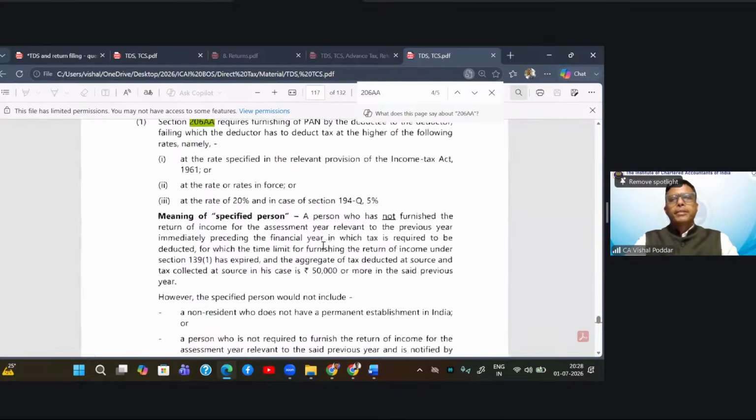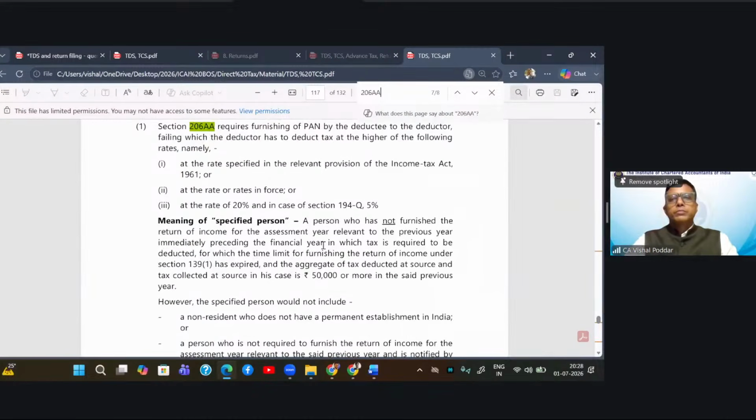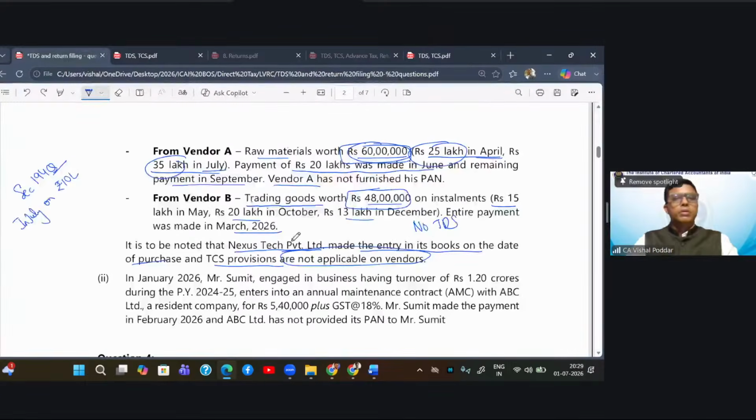See, so 20% in other cases, and for 194Q, it is 5%. So whenever PAN is not provided, TDS will be deducted at a punitive rate, which is higher rate, and which in case of 194Q is 5%. Is this clear to all? Understood by all? Clear to all?